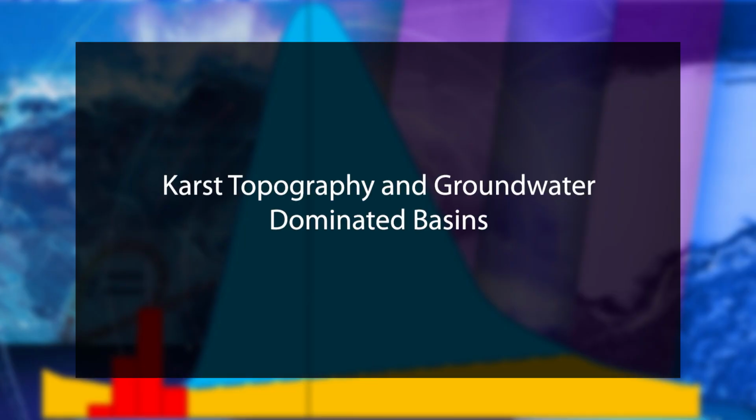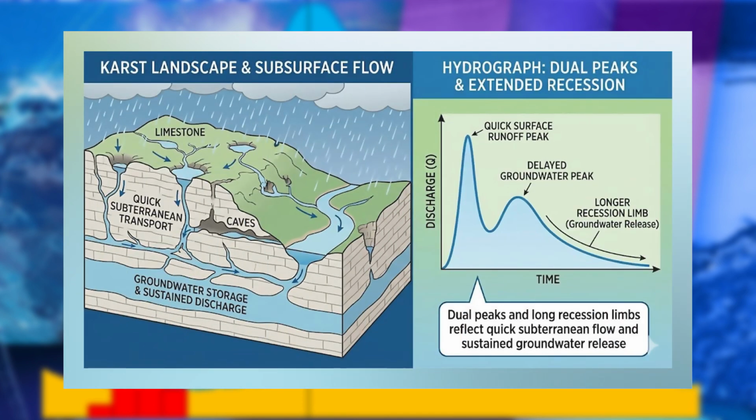Lastly, if we look at the karst topography and groundwater dominated basins, these regions are characterized by quick transport of water through subterranean channels, and delayed but sustained groundwater contributions to discharge. Hydrograph shape may show dual peaks, one for the quick surface runoff and another resulting from delayed contributions, also with longer recession limbs due to the groundwater release. Examples include the Mediterranean karst regions, which exhibit complex hydrographs influenced by both surface and subsurface hydrological dynamics.